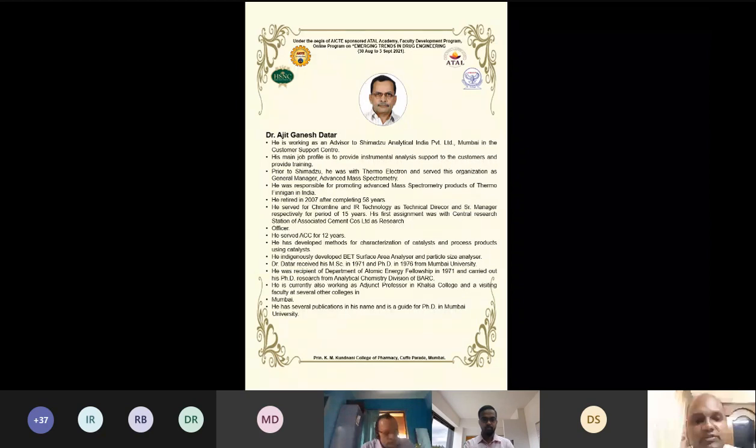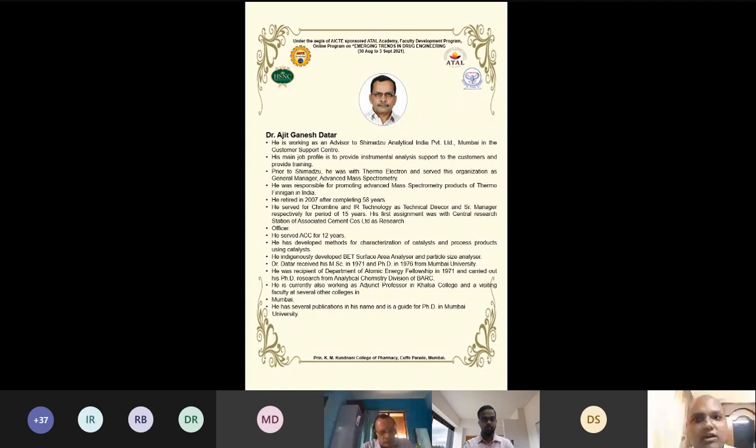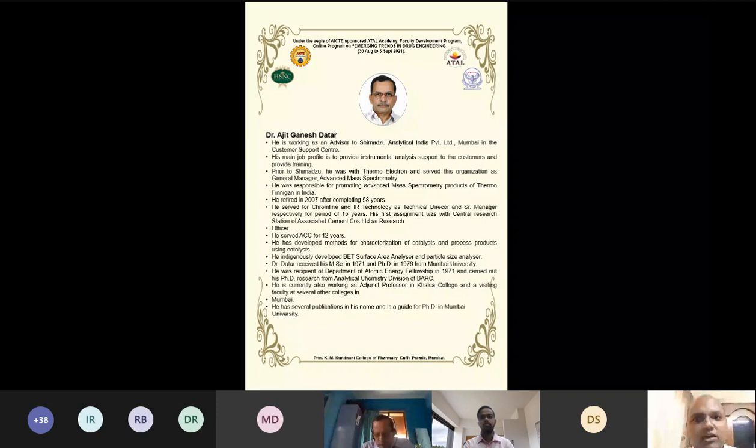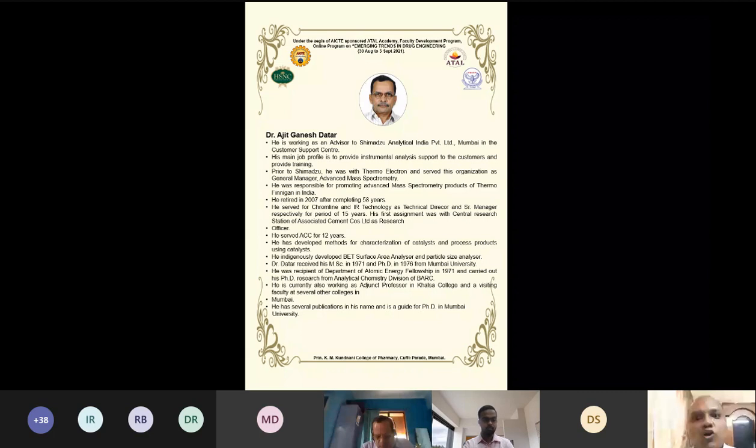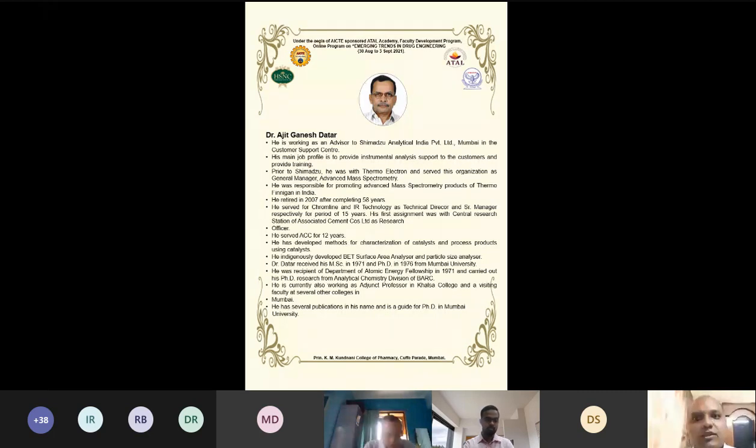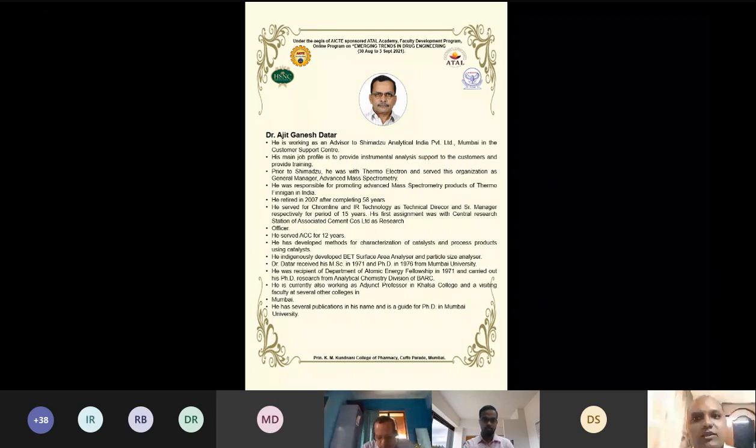Prior to Shimadzu, he was working with Thermo Electron and served this organization as general manager of the division of advanced mass spectroscopy. He was responsible for promoting advanced mass spectroscopy products of Thermo Finnegan in India. He retired in 2007 after completing 58 years of service. He served Cromlin and IR Technology as technical director and senior manager respectively for a period of 15 years. His first assignment was with the Central Research Station of Associated Cement Companies Limited, that is ACC Cement, as research officer. He served ACC for 12 years.